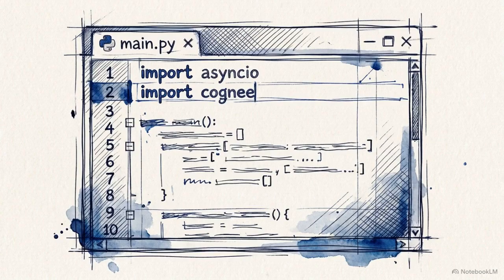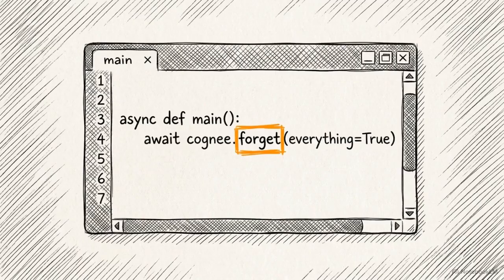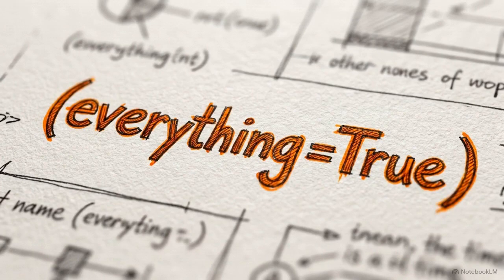Create a file named main.py. Your first step is to import the asyncio and Cognee libraries so Python can handle the required asynchronous database read and write operations. In this code editor view, the first lines of our main function execute the forget command, specifically set to wipe everything. This guarantees a completely clean slate for our test run.